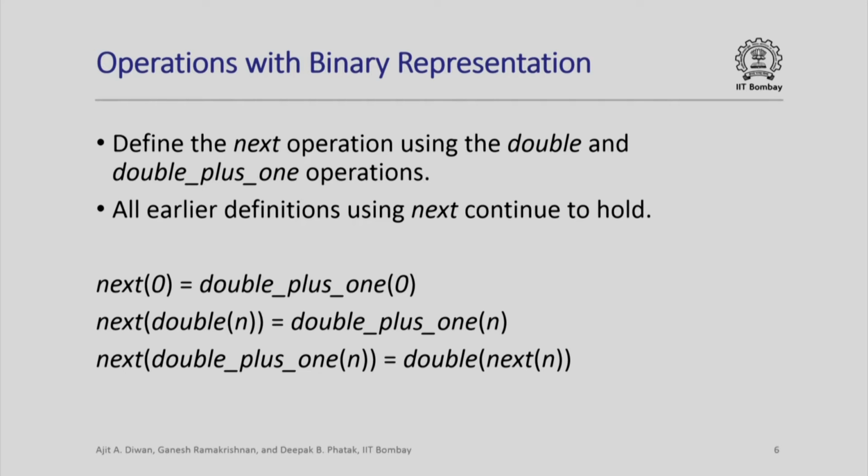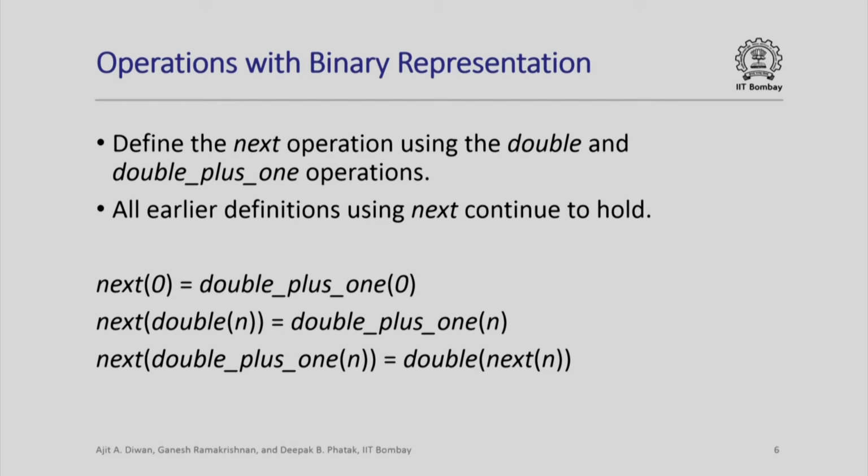Now, everything remains the same. Just like we defined operations using the next, we can define the operations using double and double plus 1. The next operation itself can be defined using these two operations. So, define next in terms of double and double plus 1. Next of 0 is the same as double plus 1 of 0. Essentially, double 0, 2 times 0, is 0. So, this is same as next 0. Next of double of n is defined to be double plus 1 of n.